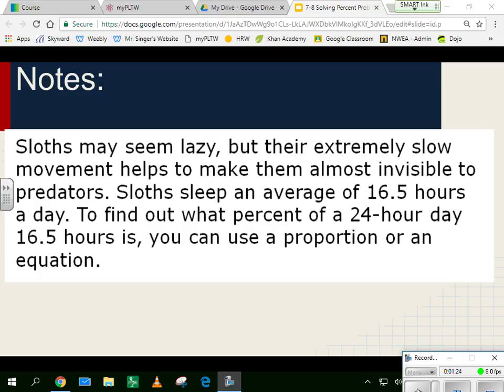So to find out what percent of 24 hours in a day 16.5 is, we can set up a proportion, since we know what a proportion is for percent out of 100, or you could use an equation. Today I'm going to focus on the proportion part because I want us to just use what we've already known the whole time. All right, let's get into our first example.